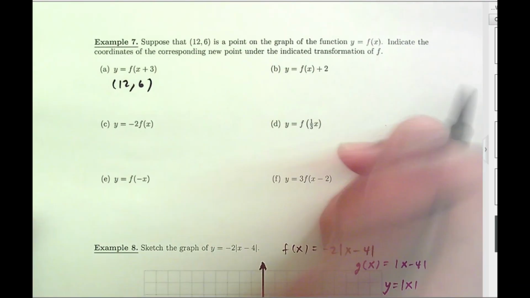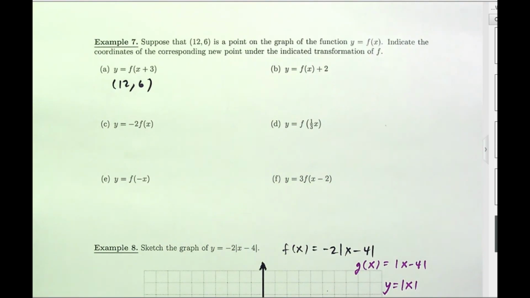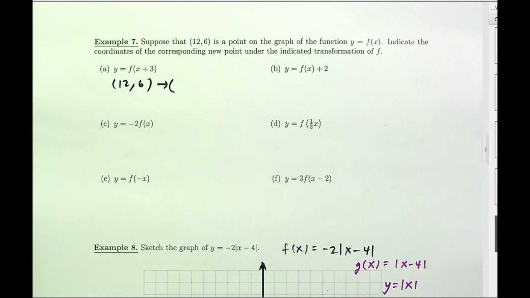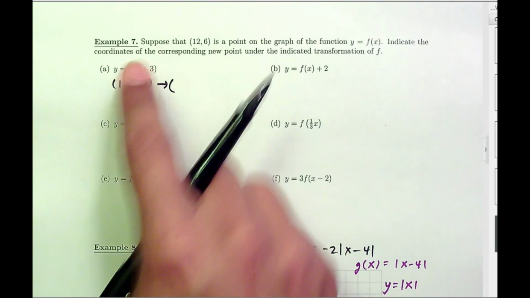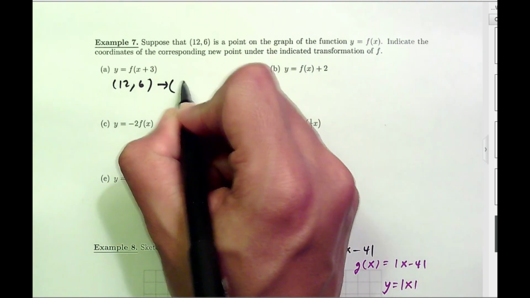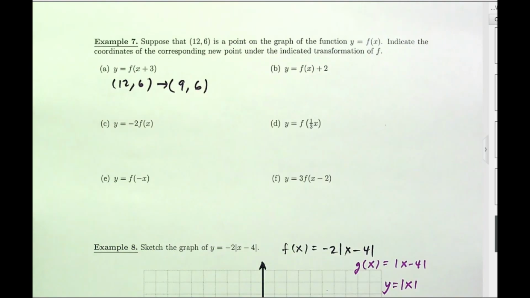Okay, so in part A, we're adding 3 inside of the formula. Adding 3 inside is a horizontal transformation. Horizontal transformation means only the x-coordinate gets affected, so only the x-coordinate is going to change. And horizontal transformations behave the opposite of what you would think. So here it says add 3, so we're going to subtract 3. So that means actually it goes to 9, 6, because I've subtracted 3 from the 12. And that is the answer for A.